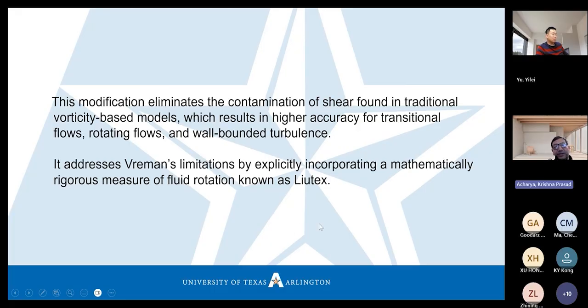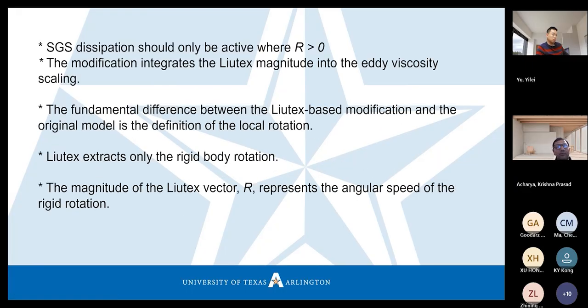This modification eliminates the contamination of shear found in traditional vorticity-based models, which results in higher accuracy for transitional flows, rotating flows, and wall-bounded turbulence. It addresses Vreman's limitations by explicitly incorporating a mathematically rigorous measure of fluid rotation, which is known as Liutex. SGS dissipation should only be active when R is positive. The modification integrates the Liutex magnitude into the eddy viscosity scaling.